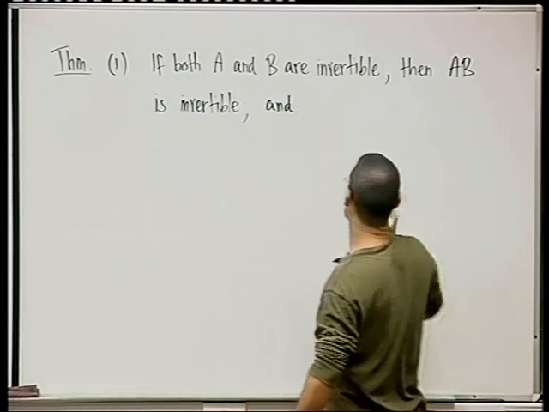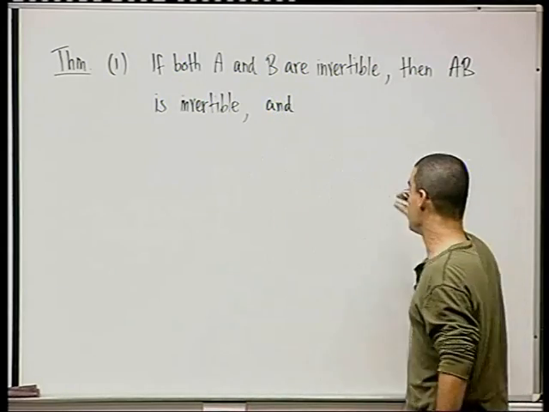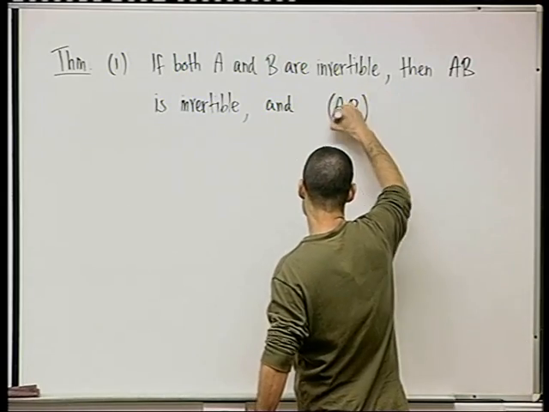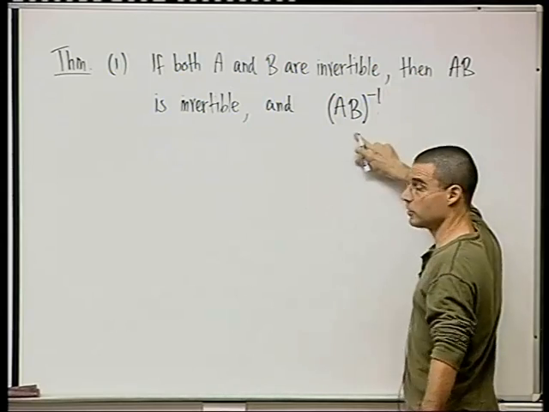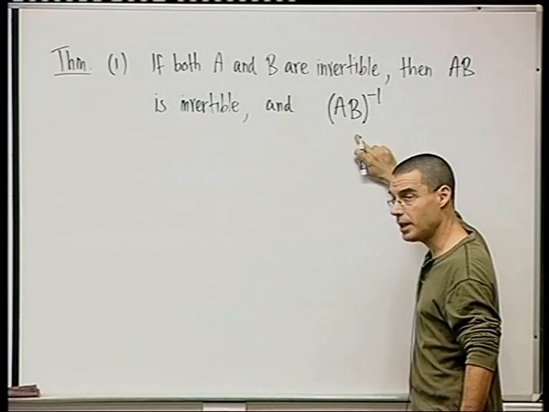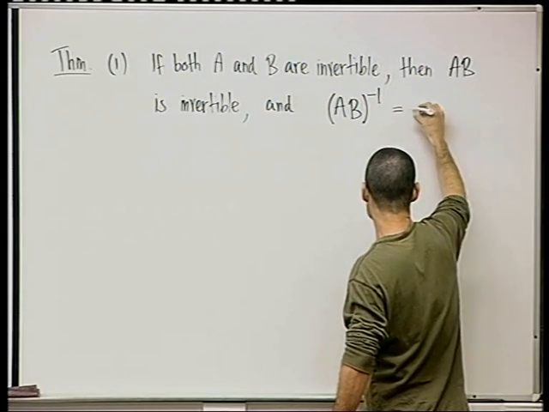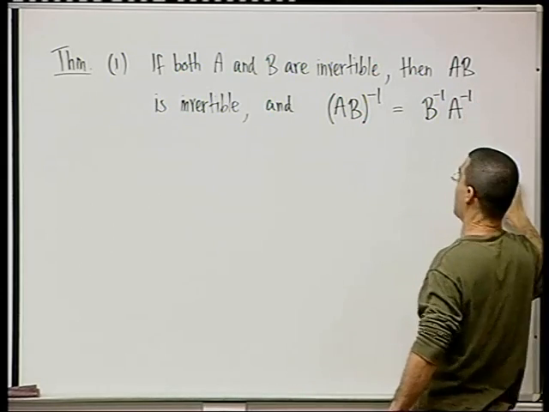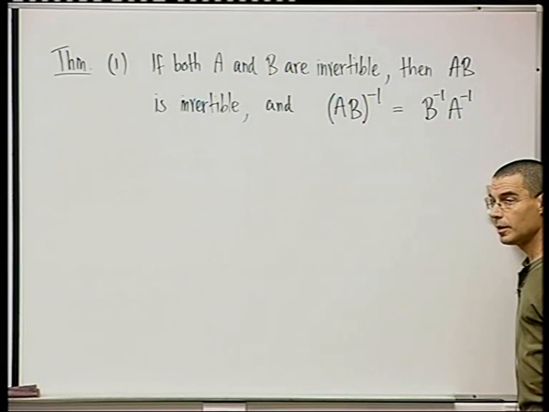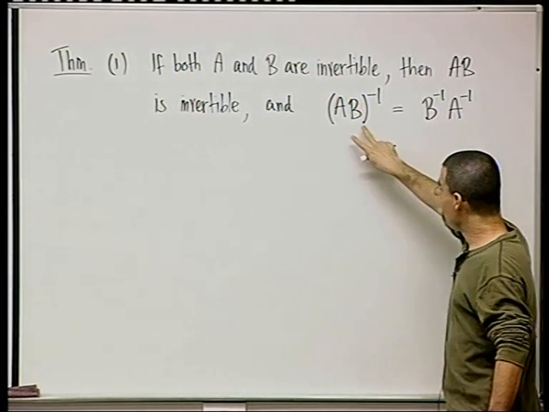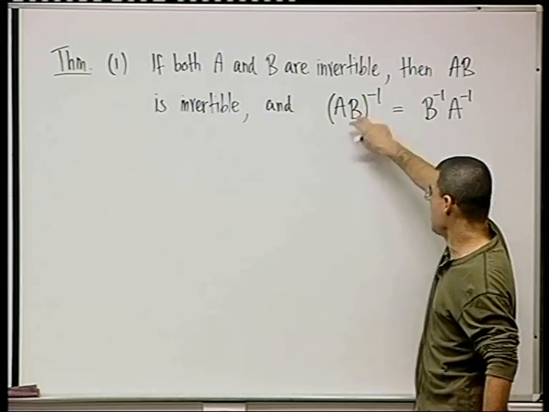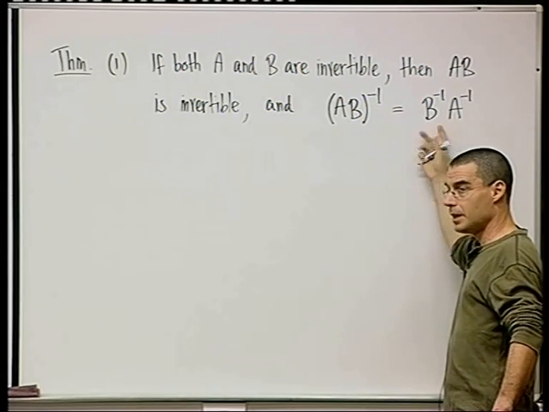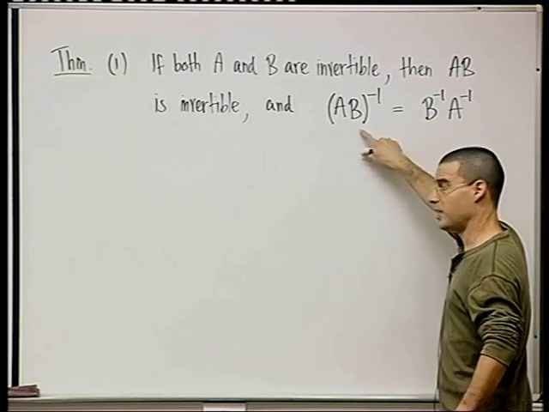And we even know what the inverse of the product is. So (AB) inverse, that's how we denote the inverse of a matrix, equals the inverse of B times the inverse of A. Okay? Now, the fact that when we did some sort of operation, it reversed the order, this is not something we have never encountered before.